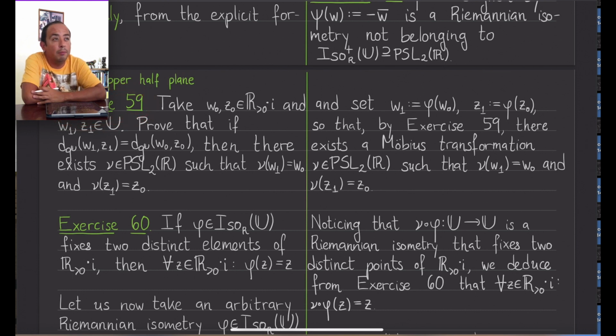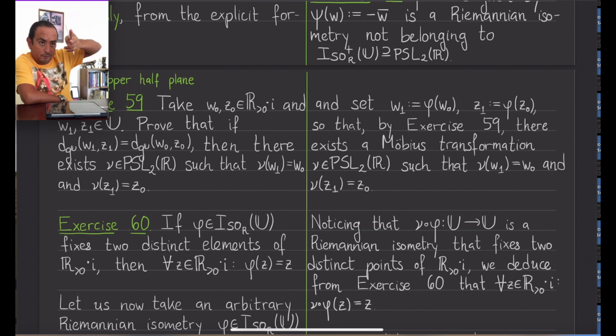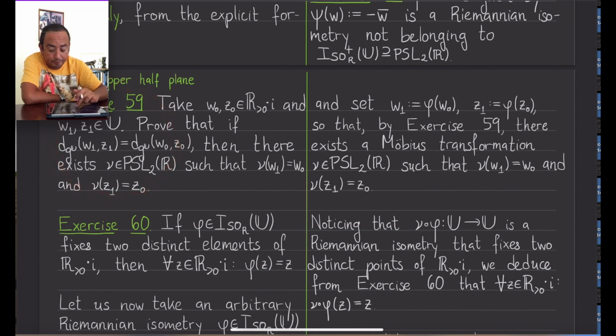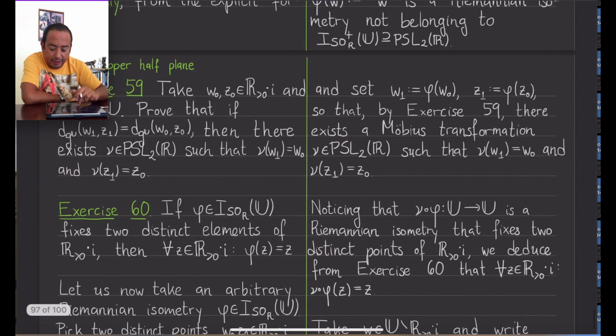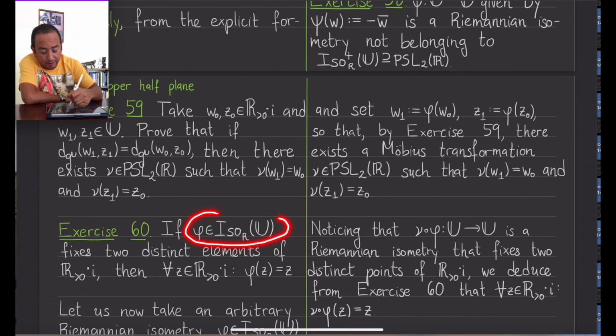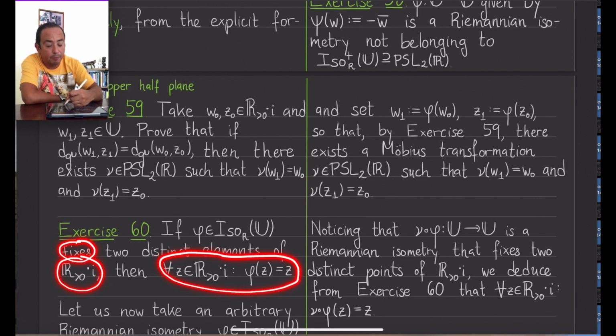If you remember what I proved in the previous classes, in particular that given any 2 points in U, there always exists a Mobius transformation putting them in the positive part of the imaginary axis. If you start playing around with what I already proved, you can see that you can solve this exercise. Next exercise: if we have an isometry, a Riemannian isometry, so remember that this R is for Riemannian, that fixes 2 distinct points in the positive imaginary axis, then it fixes all points in the positive part of the imaginary axis.